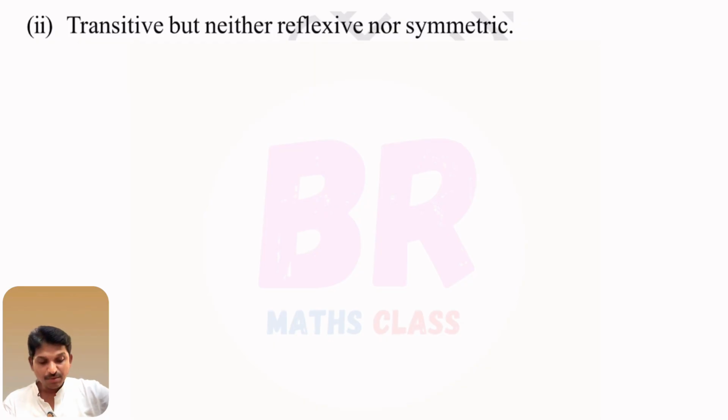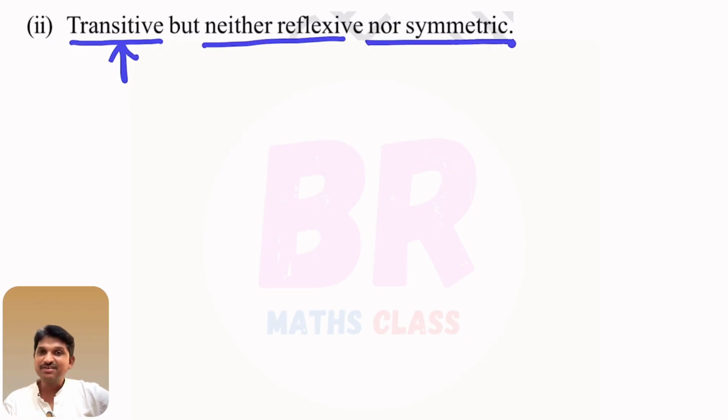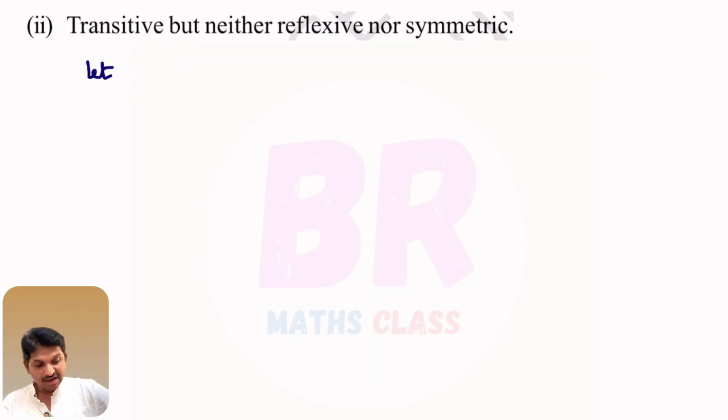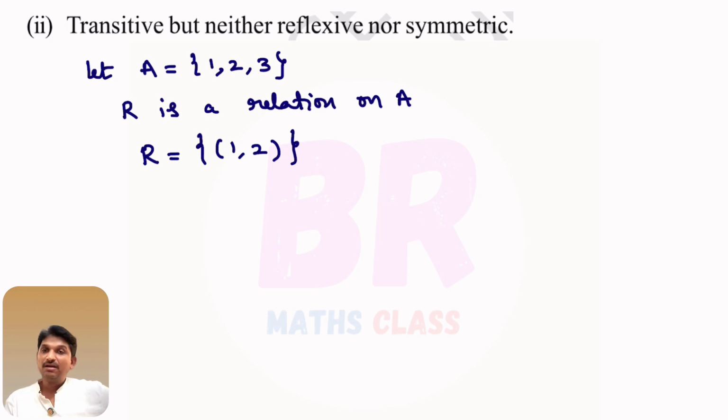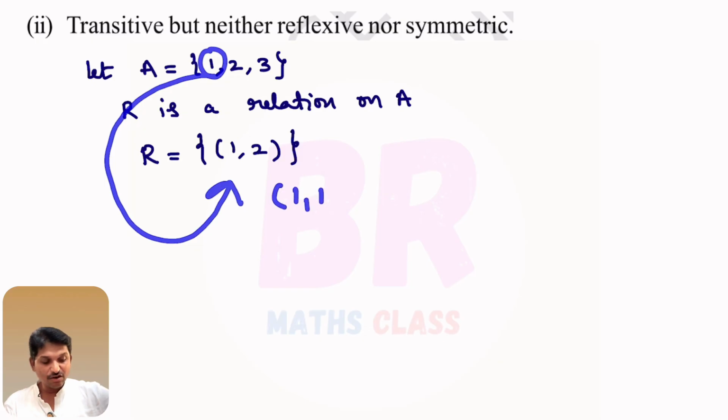Okay, you observe this second bit. You need to find an example of a relation that is transitive but neither reflexive nor symmetric. This is actually very interesting, right? I'll try to confuse you. Let's see whether you will get confused or not. I'll take a set A as 1, 2, 3. R is a relation on A and the relation is defined like this: ordered pair (1, 2). That's it. Now, is this relation reflexive? No, because 1 is there in set A, but (1, 1) is not in the relation. That's why this relation is not reflexive.